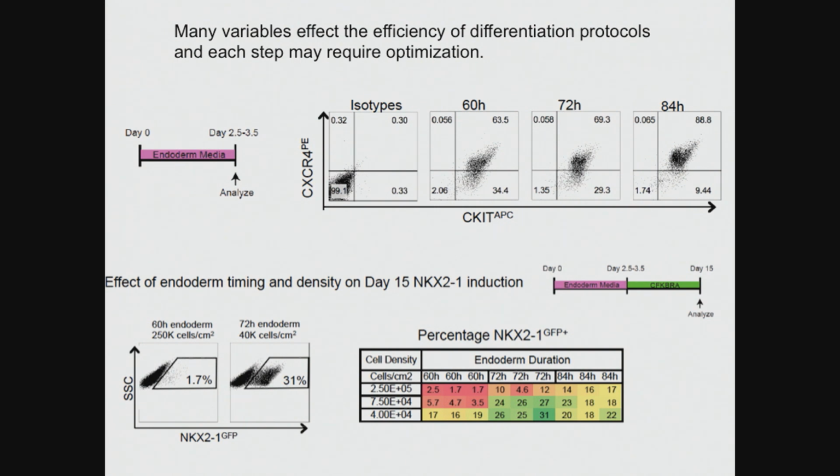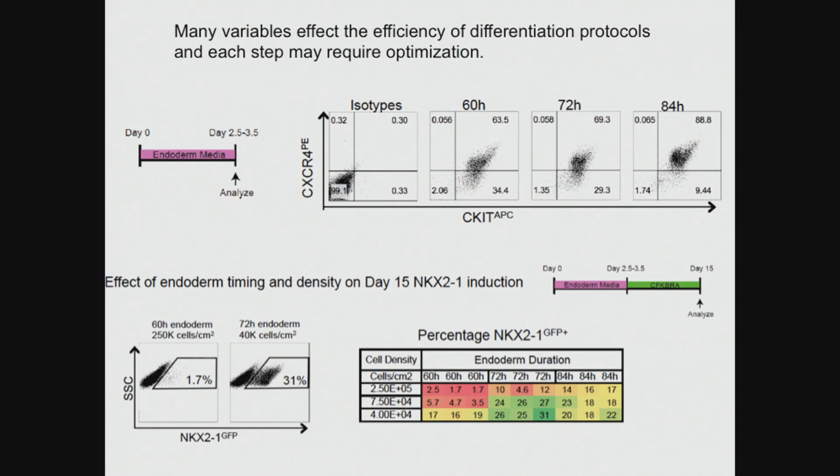So we modulated something else. In an hour, you're going to try replating the endoderm. And so we just replated the endoderm at different densities. Here we have cell density, and here we have the duration of endoderm induction. At 60 hours, cells were replated in triplicate at either this concentration, a slightly lower concentration, or an even lower concentration, the same at 72 hours, and the same at 84 hours. And then we ran FACS on day 15 for NKX2.1 GFP.